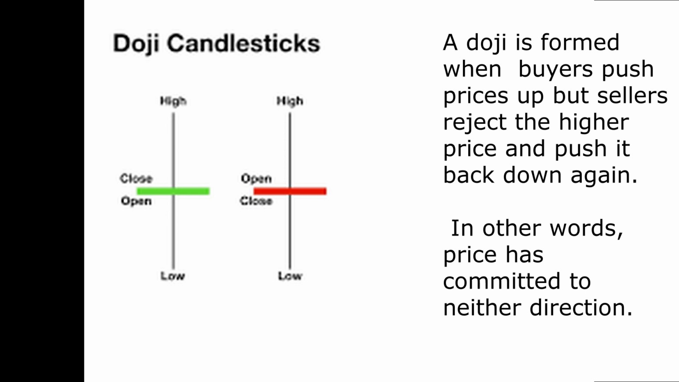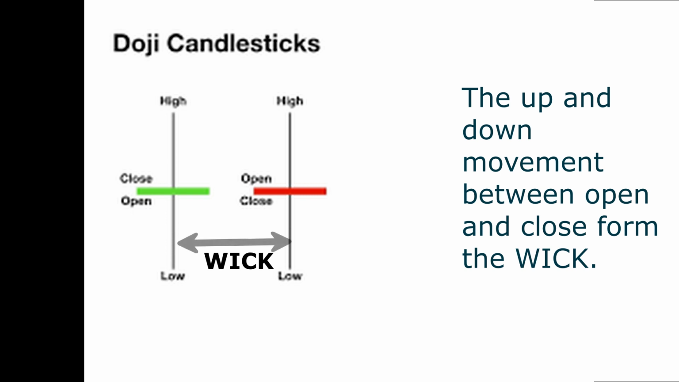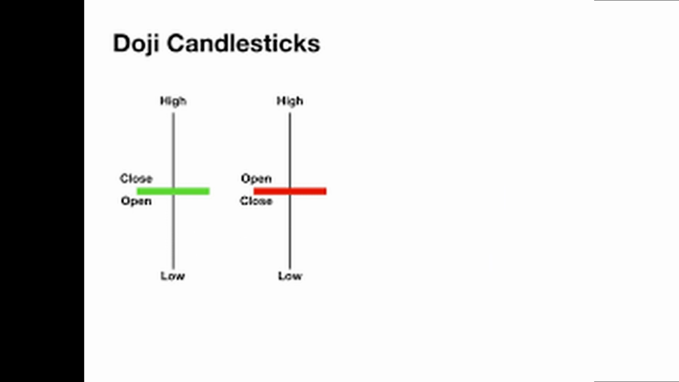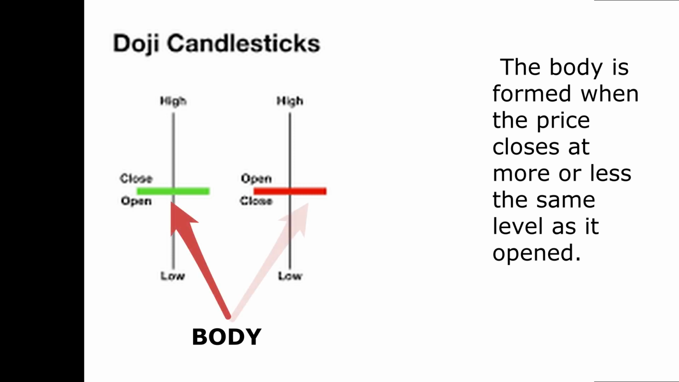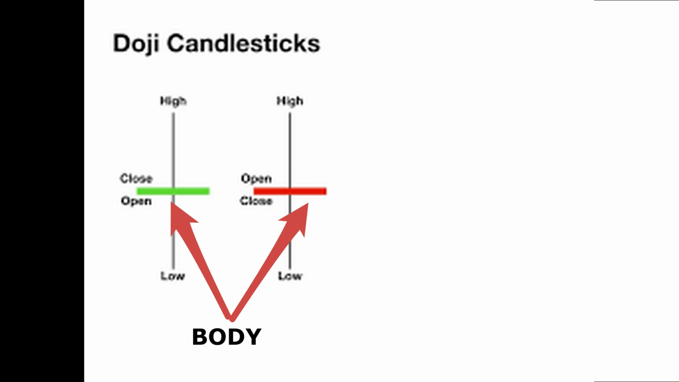A doji is formed when buyers enter into the market and push prices up. Sellers step in to sell, which then results in prices falling back down again. In other words, price action does not favor either direction. It is this up and down movement that forms the wick. The body is formed when price closes at more or less the same level as the open price.